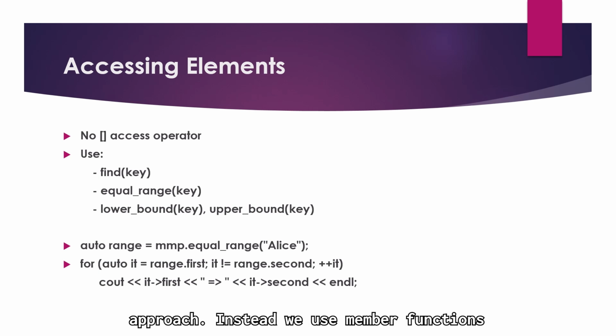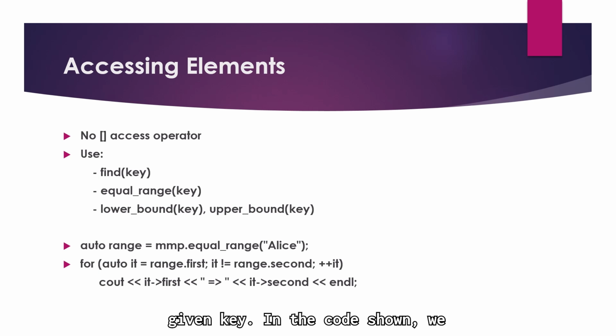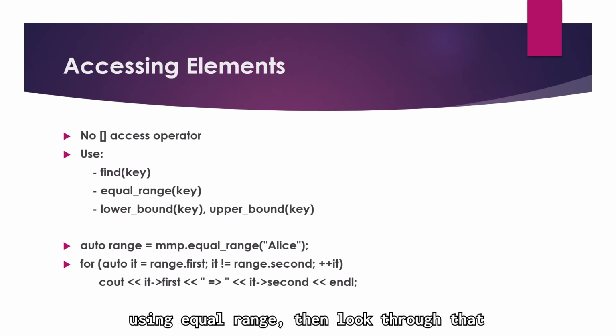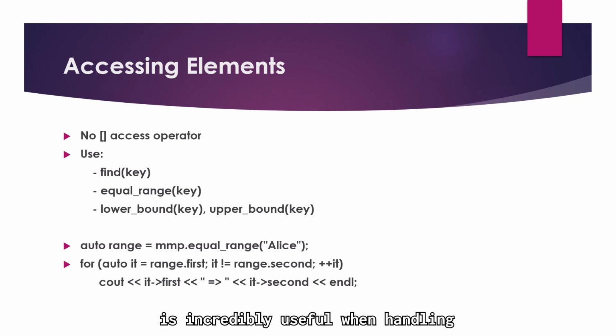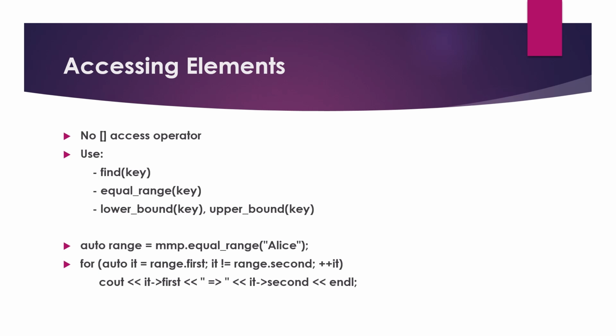Instead, we use member functions like find(key) to get an iterator to the first matching key, lower_bound and upper_bound to define ranges, and most importantly, equal_range. This gives us a pair of iterators representing the full range of values associated with a given key. In the code shown, we retrieve all scores for Alice using equal_range, then loop through that range and print each score. This pattern is incredibly useful when handling grouped data.